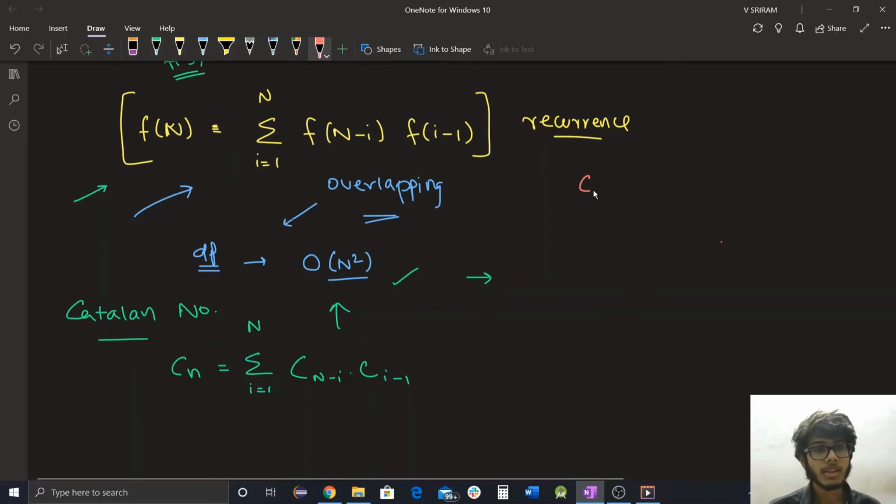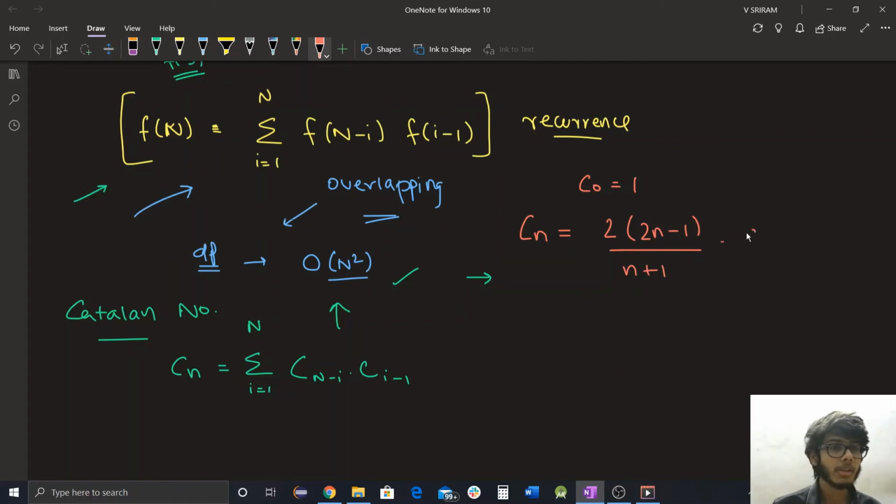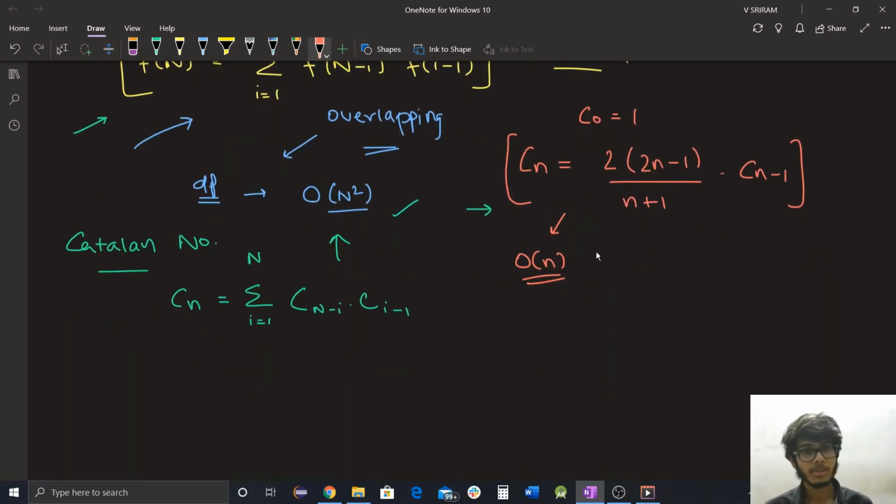Now the 0th Catalan number is defined as 1, and so is f0 in our case, and an interesting property of the Catalan number is that we can arrive at the nth Catalan number from the previous Catalan number using a simple formula, that is 2 into 2n minus 1 divided by n plus 1 into the previous Catalan number. Now this is yet another recurrence relation, but using this recurrence relation we can develop a linear time complexity solution. Again, this would be a dynamic programming solution.